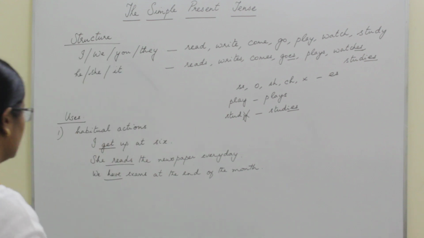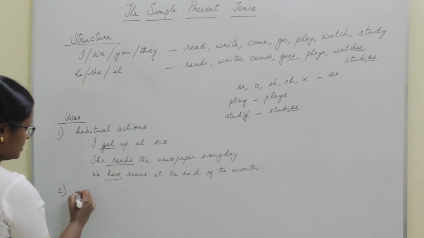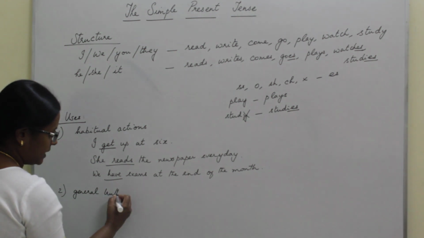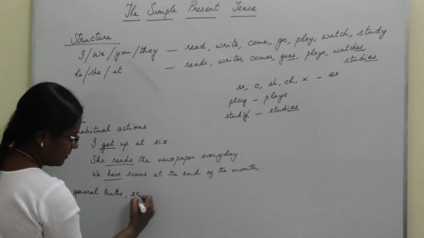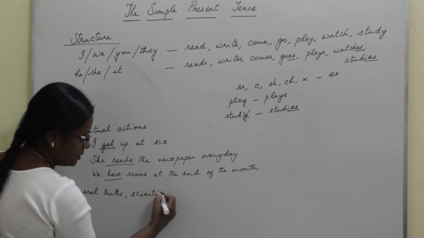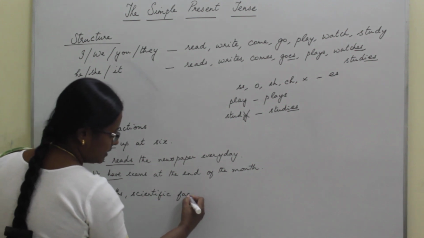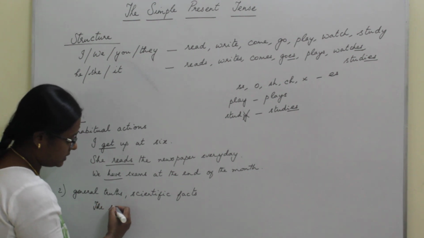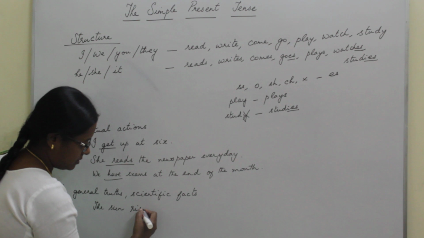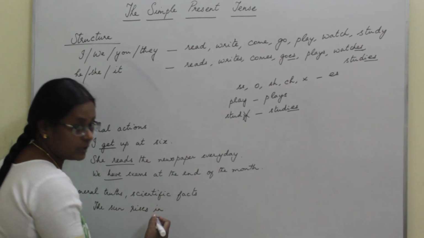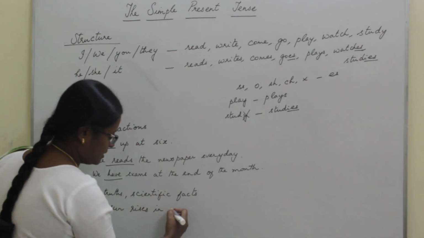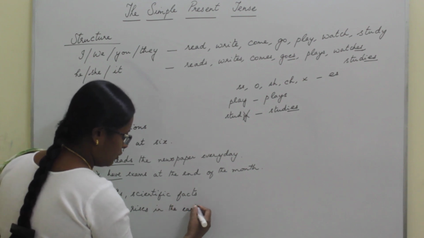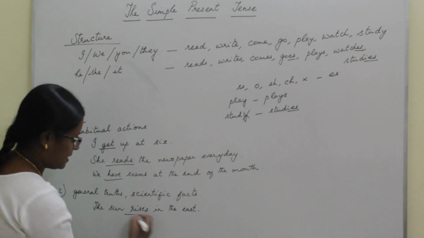Now the second use is general truths and scientific facts, things which do not change with time. The classic example being the sun rises in the east. And if you notice carefully, you will see all the proverbs being expressed in the simple present tense, because they hold true for all time.